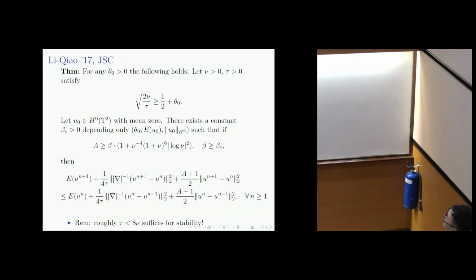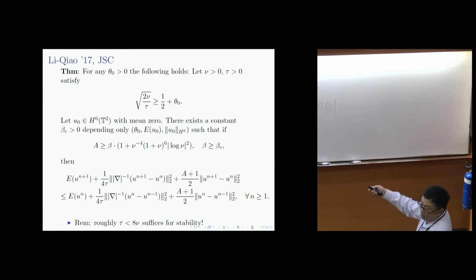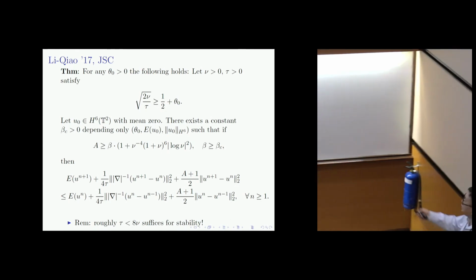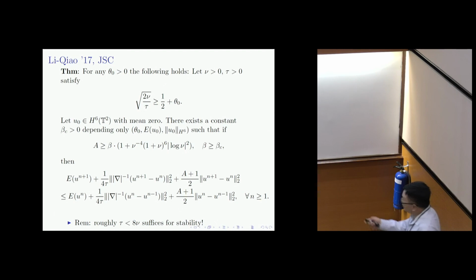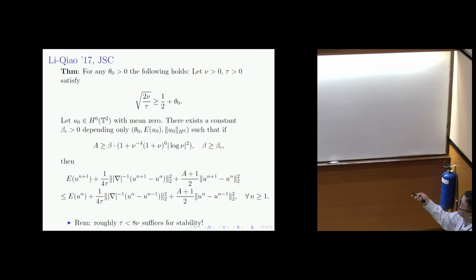Our result, in fact, we can prove that if A is greater than some formula on nu inverse, then we have this energy inequality. This energy is not modified, right? You can have some symmetric properties, that is, U n plus 1 minus U n, and U n minus U n minus 1. In Cao Chang's paper, they could not have this inequality. Roughly speaking, they have some restriction on the time step: when the time step tau is less than 8 times nu, they have this stability.